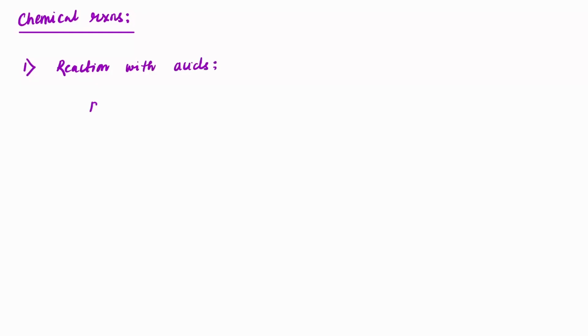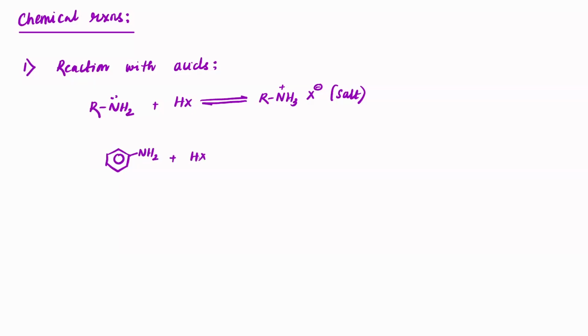See, if you have RNH2 with HX, it will be in equilibrium because it is like an acid-base reaction. So we'll get ammonium X minus as a salt. You will get this in salt form with acids, and this works with alkyl as well as with aryl. You'll have the same logic here, so you'll get an anilinium ion with X minus. So this is also a salt.